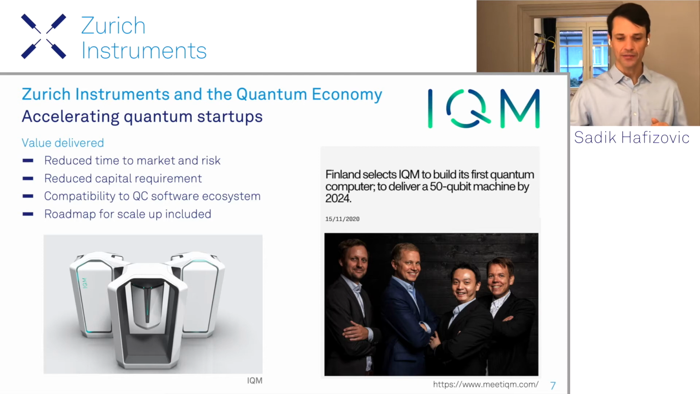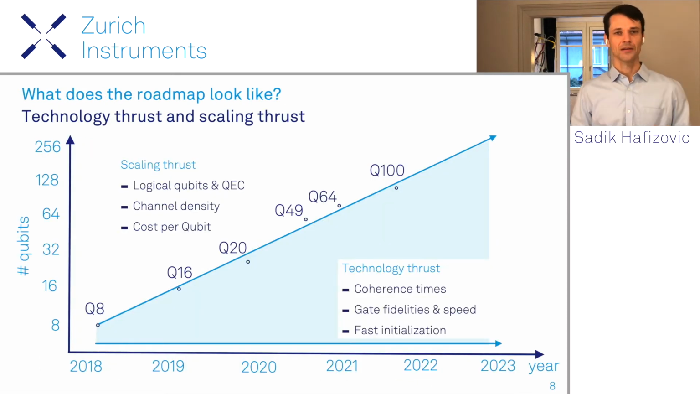Speaking of roadmap, let's have a look at how we look at the roadmap at Zurich Instruments. We like to look at the roadmap in two thrusts. There's a scaling thrust, where the name of the game is to build bigger quantum computers with more qubits. And then there's the technology thrust, which is actually where the most work today is going on. The technology thrust works on systems of maybe up to 5 or 7 qubits. And the focus is on building better qubits, better gates, and developing new qubit technologies.